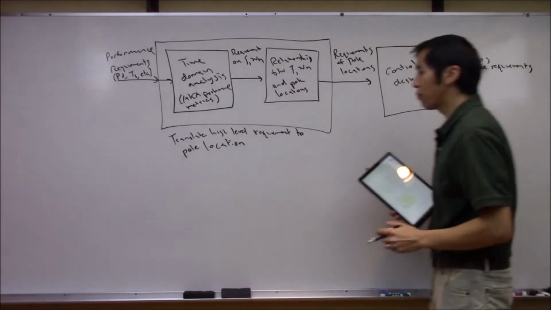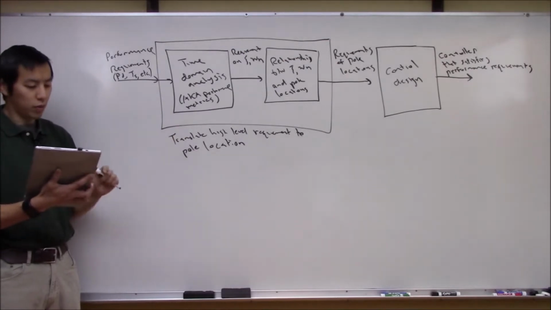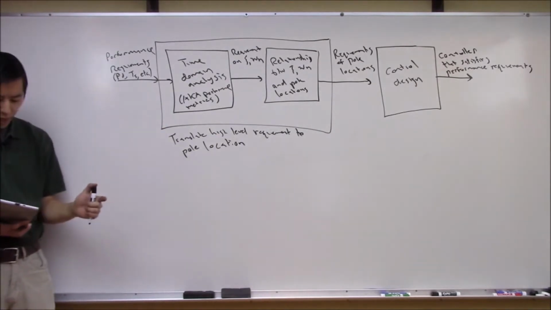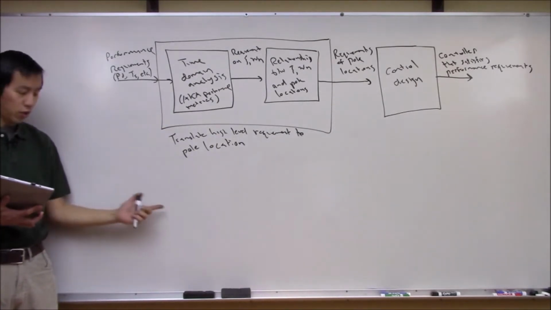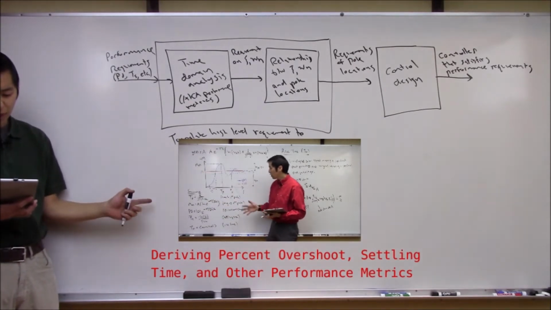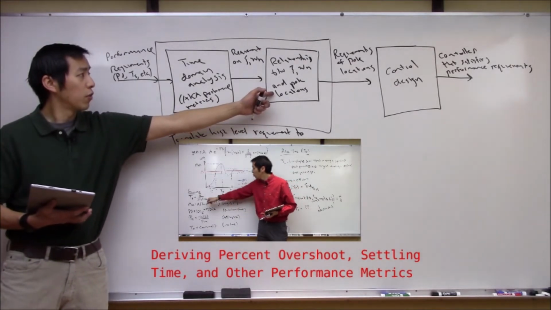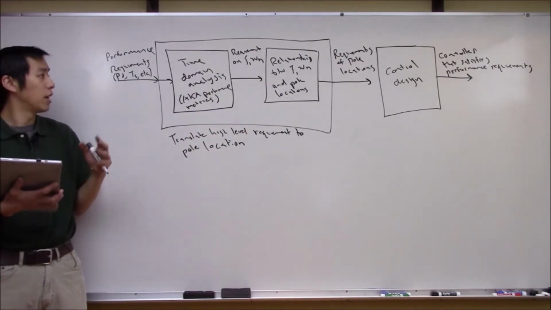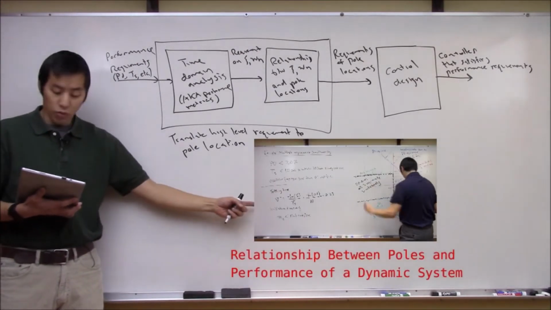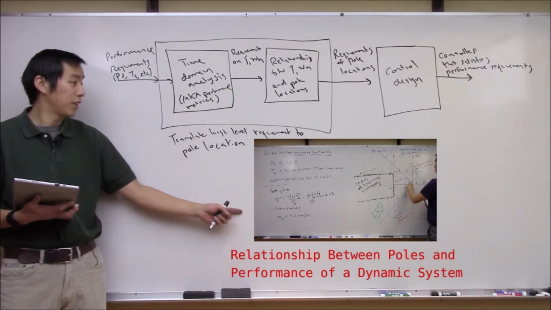So this was the overall picture, and just to refresh your memory, this first box, where we talked about translating between performance requirements and requirements on zeta and omega n, we covered in a previous video, this one right here, entitled Deriving Percent Overshoot, Settling Time, and Other Performance Metrics for a Second Order System. This second box, where we looked at how to relate zeta and omega n to pole locations, we also covered in another video, this one over here, entitled Relationship Between Poles and Performance of a Dynamic System.